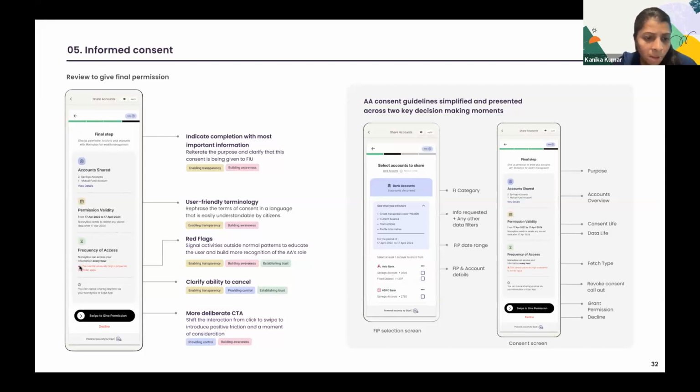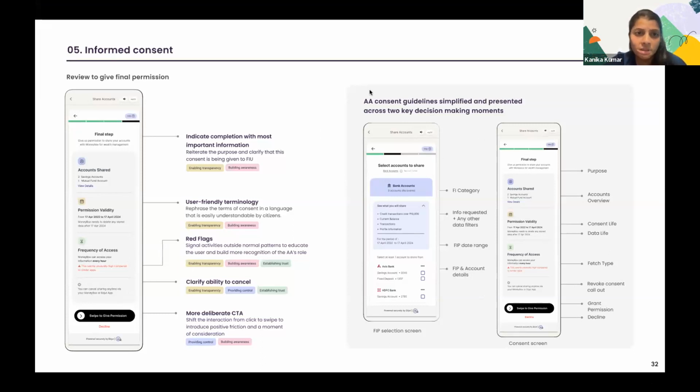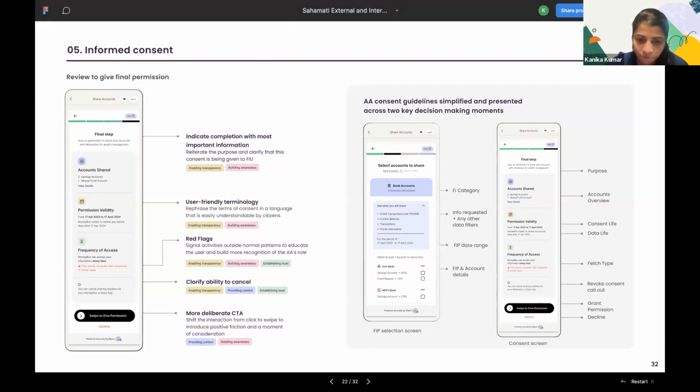User-friendly terminology. But a couple of things that I wanted to highlight is this red flag you see here, where we've actually flagged if a frequency feels very high. And this is possibly an account aggregator's prerogative in an attempt to build a more trustworthy relationship with their user. Also, the flag around how you might cancel your share at any time. And a more deliberate call to action, which is a swipe instead of a click. And when we share this document, you can see how we've used more user-friendly language for each of the consent artifacts.